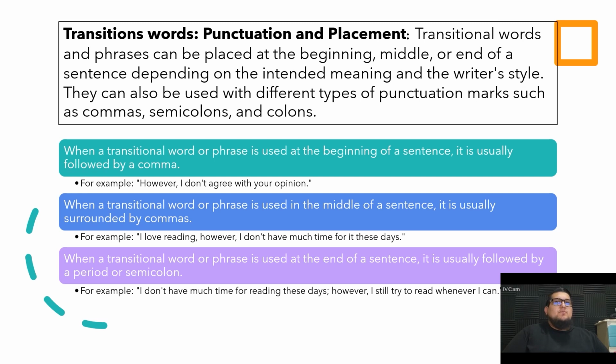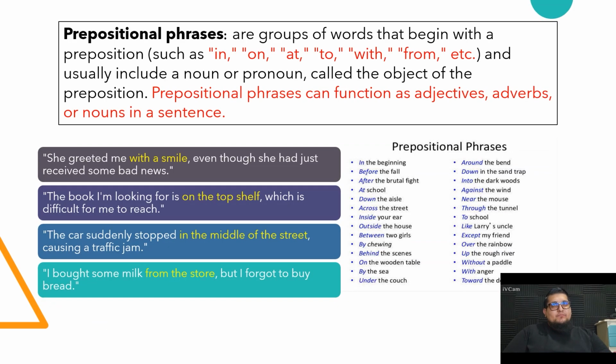When a transitional word or phrase is used at the end of a sentence, it is usually followed by a period or semicolon. I don't have much time for reading these days. However, I still try to read whenever I can.